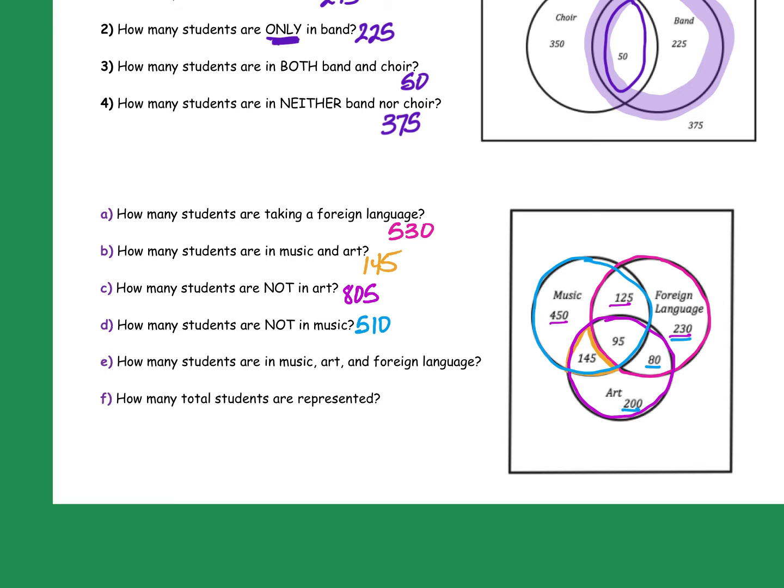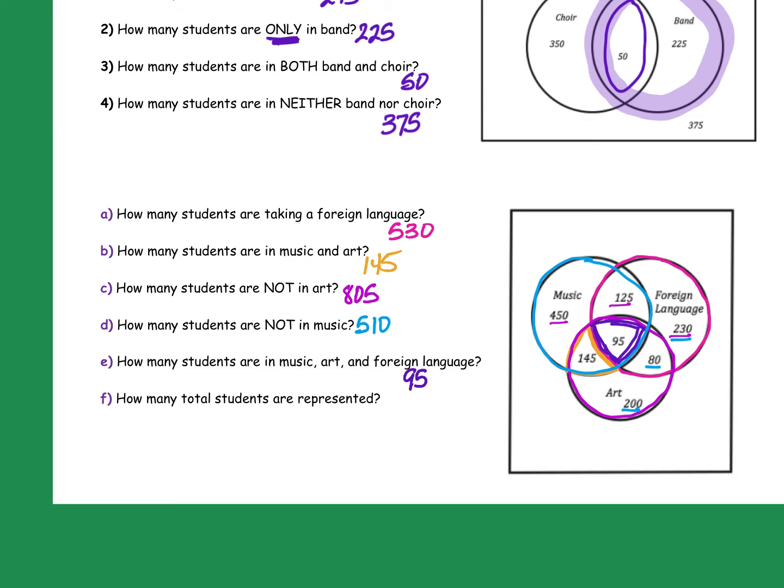Okay, and now the next one says how many students are in music, art, and foreign language. So how many has all three of them? Well, there's only one area on here that has all three, and that's the very middle part, which is what? 95. It's the same as the other one, right? I don't want the ones that are just in music or just in music and language arts. I want them in music, foreign language, and art.